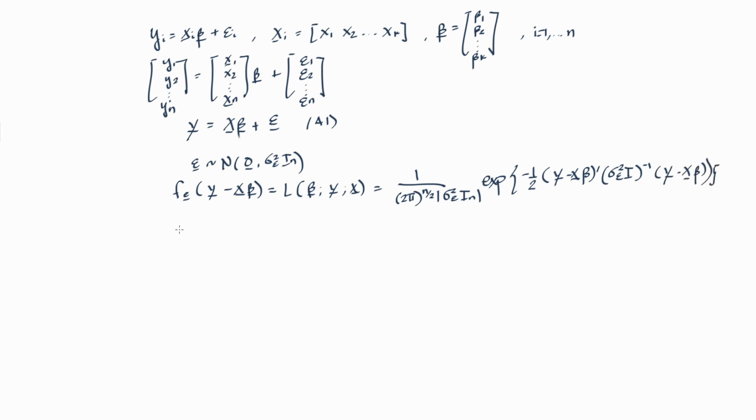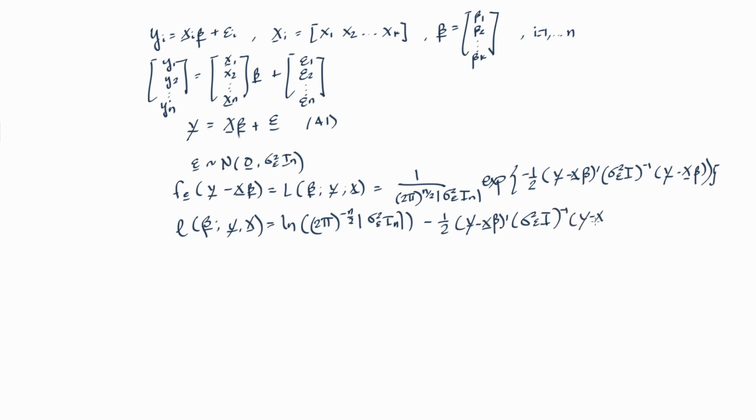And getting the log likelihood function, we have small l of beta given y and X equal to the expression ln of (2 pi) raised to negative n over 2 times the determinant again of sigma squared epsilon I sub n, minus 1/2 (y minus X beta) prime (sigma squared epsilon I) inverse (y minus X beta). And we aim to maximize this expression, this log likelihood function.